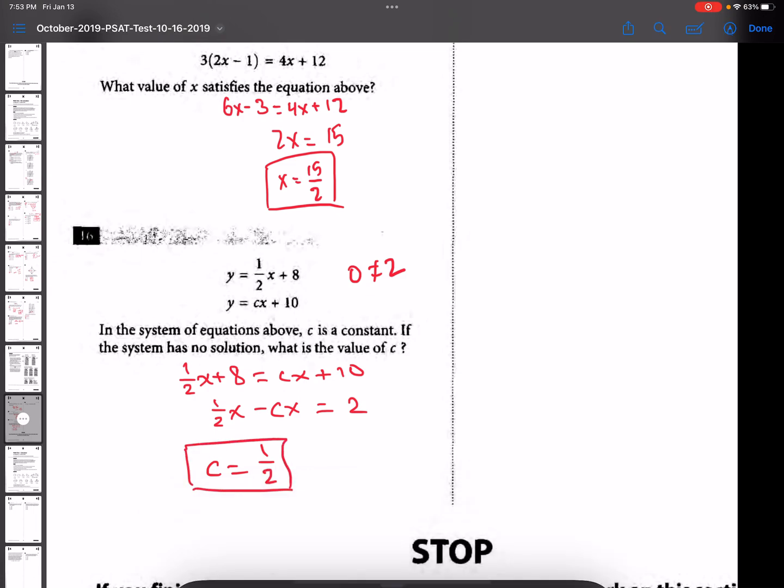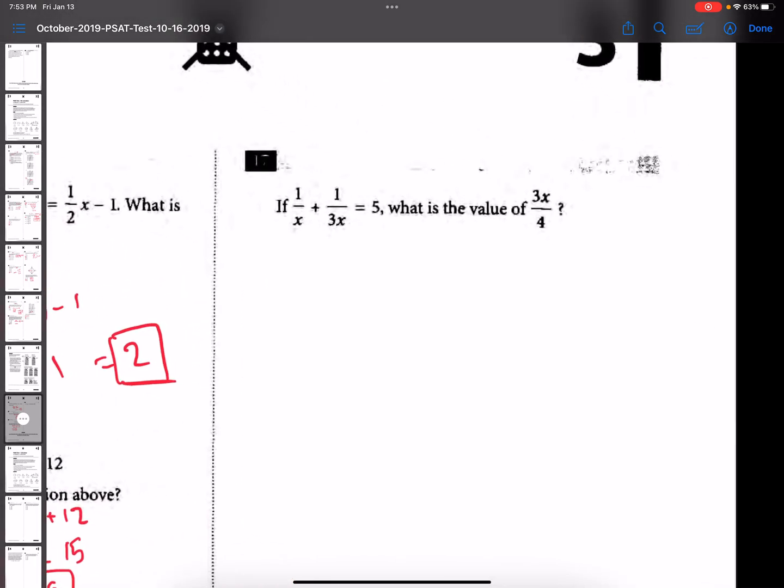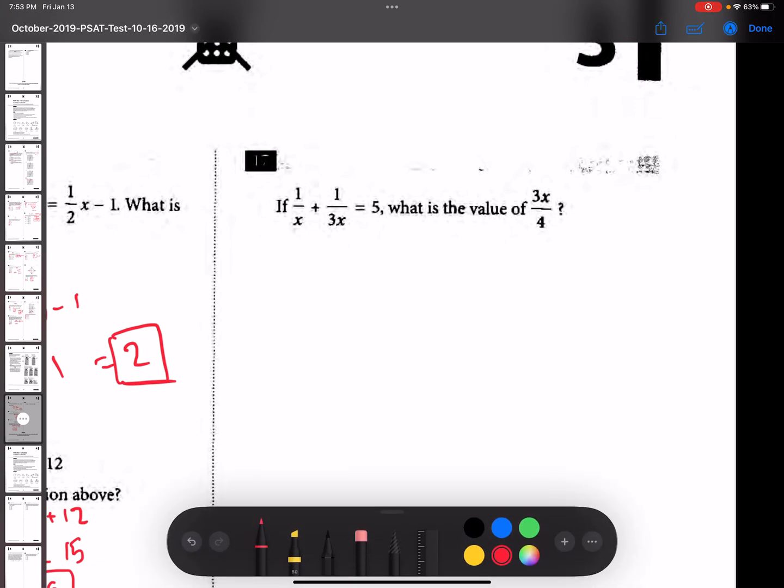So that's our answer. And now the final question. If 1 over x plus 1 over 3x is equal to 5, what is the value of 3x over 4? Now I can make the denominators the same by multiplying the first term by 3. That'll give us 3 over 3x plus 1 over 3x is equal to 5. That means 4 over 3x is equal to 5. We can cross multiply: 15x is equal to 4. That means x is equal to 4 over 15.